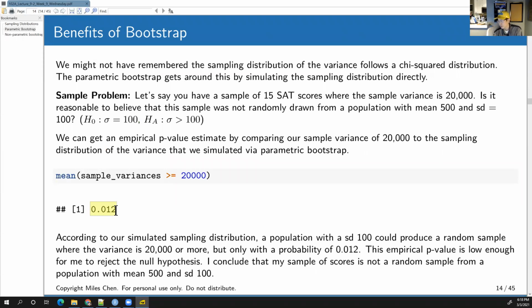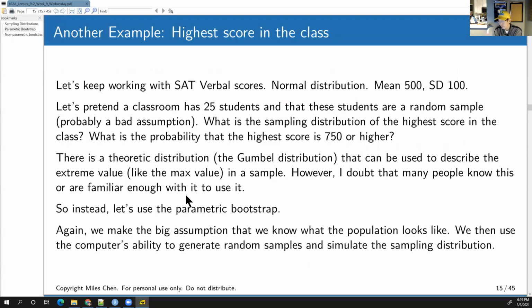And so, it doesn't happen very often. Depending on what our alpha, our significance level, is, we may or may not reject the null hypothesis. If I had alpha equal to 5%, I might say this empirical p-value of basically 1.2% is low enough for me to reject the null hypothesis. I'm going to conclude that my sample of 15 SAT scores is not a random sample drawn from a population where the mean is 500 and standard deviation is 100. It's coming from some other population, maybe one with a greater variance, or it's not a random sample. That's what we have.